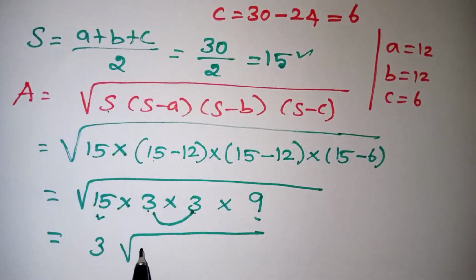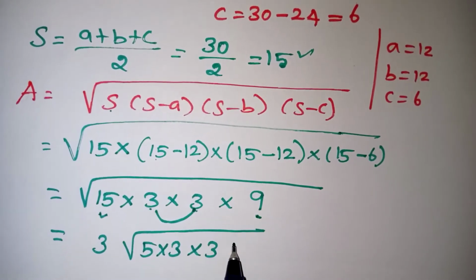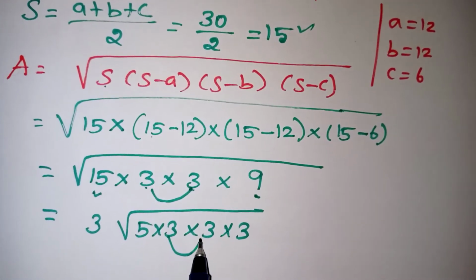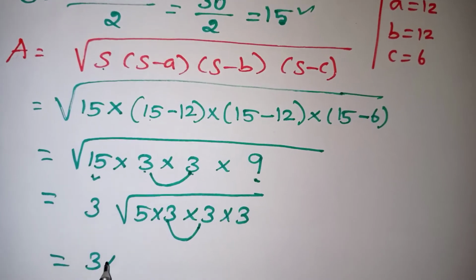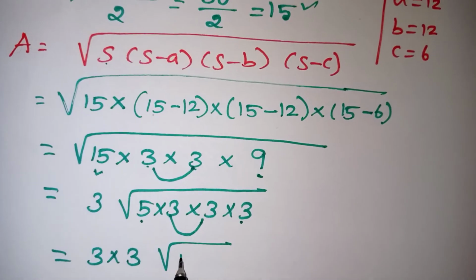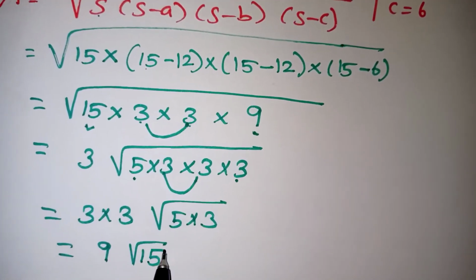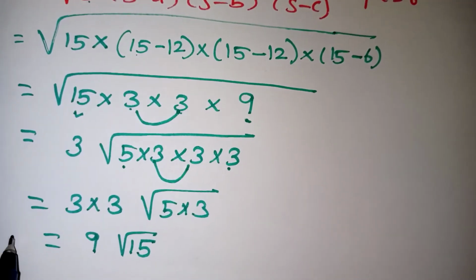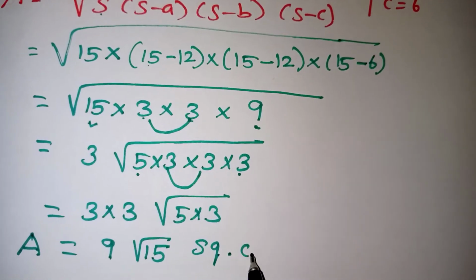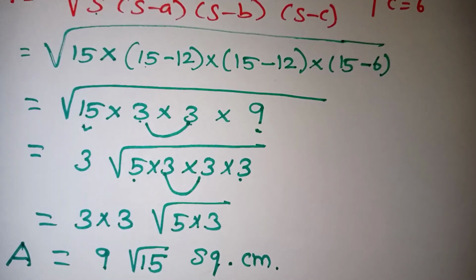Again the 15 can be split as 5 threes. And this 9 can be split as 3 threes. After splitting you find out whether any common terms are there or not. Again we have 2 threes. We can take one more 3 outside. So 3 into 3. The remaining 5 and 3 don't have a pair, so let them stay inside. So 3 threes are 9. 5 threes are 15, so we cannot take the 15 outside. So the area value is 9 root 15 square centimeter. Because the question is given in centimeter, we have to take it as square centimeter for the area value.